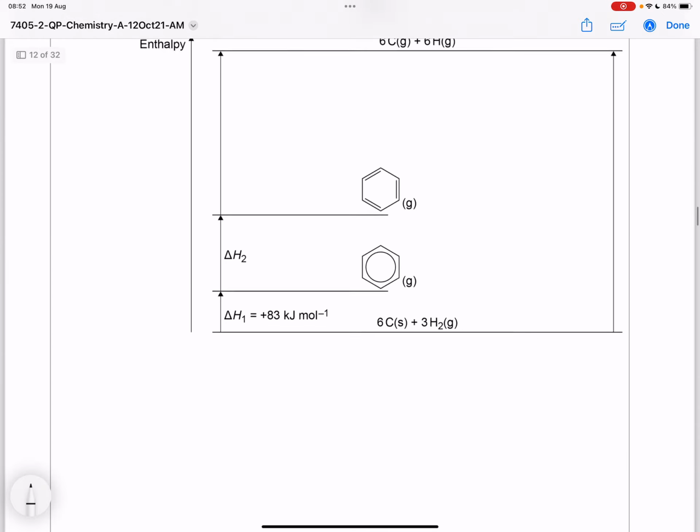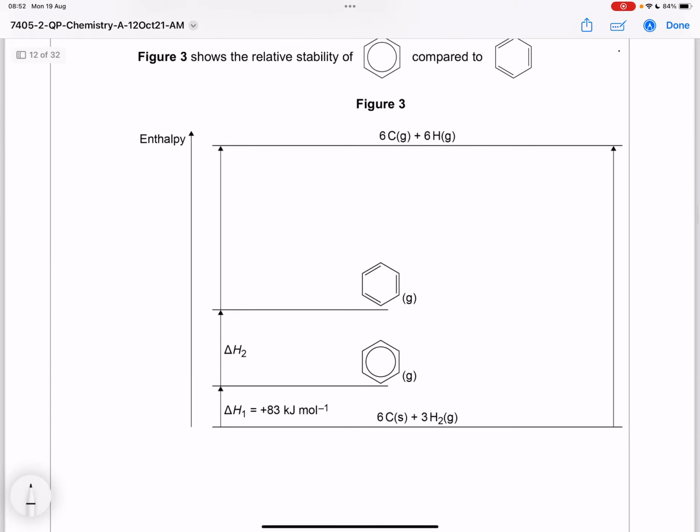So I'm going to go back to figure 3. Obviously you can see both the data in the table and figure 3 when you have your exam paper open in front of you, so I'm not going to keep flicking backwards and forwards, but I am using the data in the table. So we're being asked to calculate delta H2. We can see that we've been given delta H1, which looks like it's the enthalpy of formation of the modern structure that we're using for benzene.